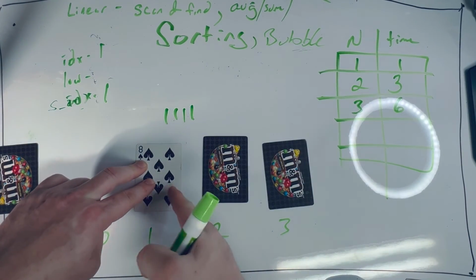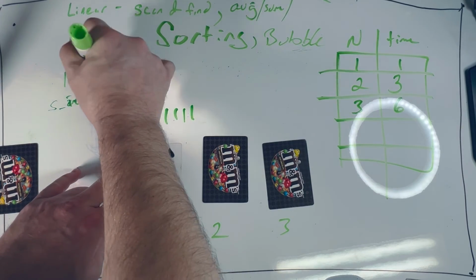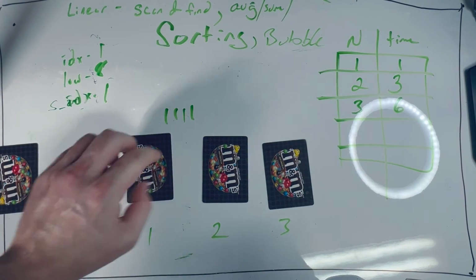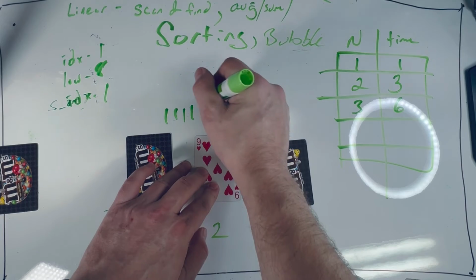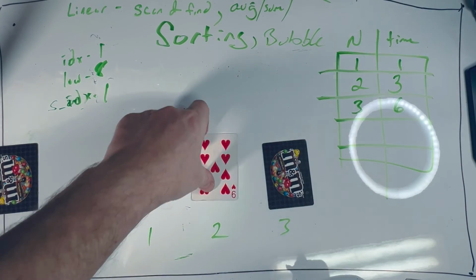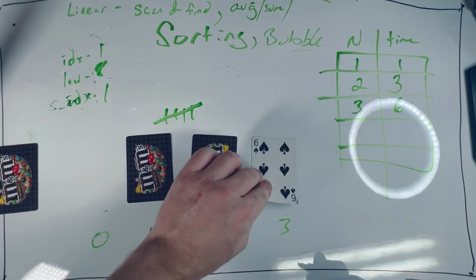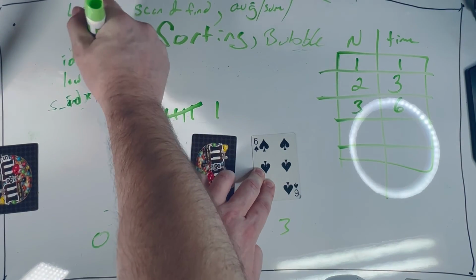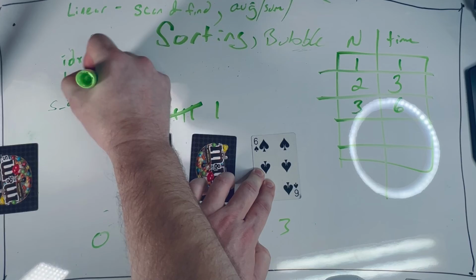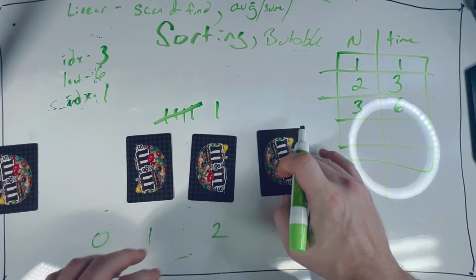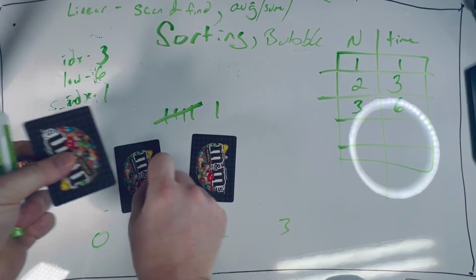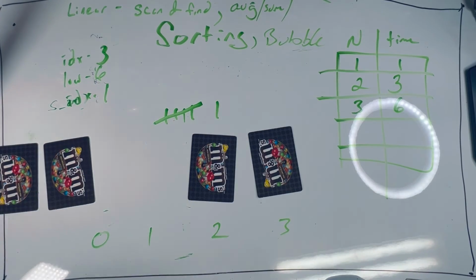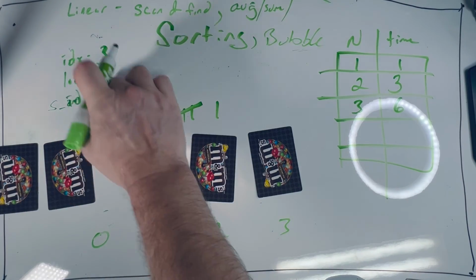8 at index 1, so I know that's my lowest so far. Then I go to index 2, and I see a 9. That's not lower than 8, so I'll go to index 3. 6 is lower than an 8, so index 3 gets a 6. Then I flip it back. Then I swap those two, and that I know is my lowest number. Okay, so now I move up to index 2 to start.